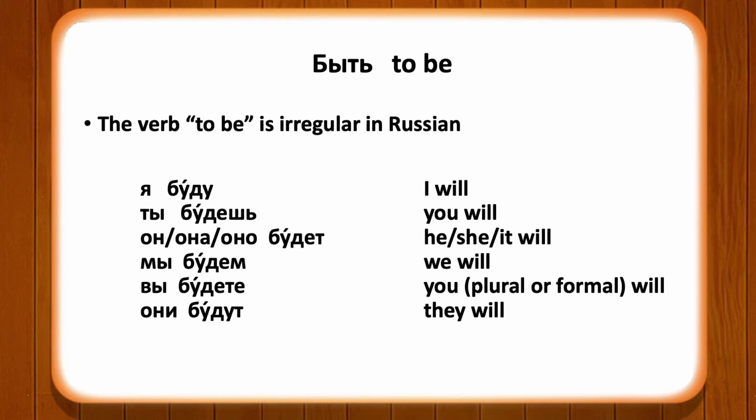I will repeat. Я буду, ты будешь, он будет, она будет, оно будет, мы будем, вы будете, они будут. Let us repeat one more time because this is the form that you will be using to use the verbs in future tense. So these are the forms of the verb which means to be.